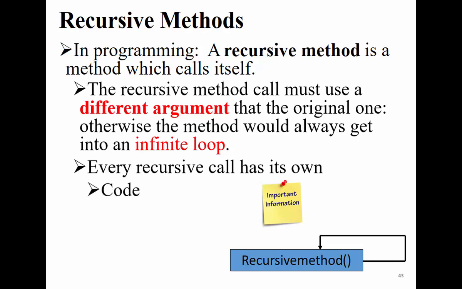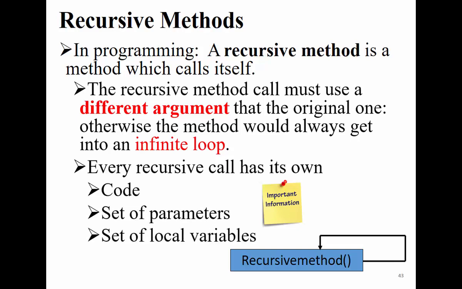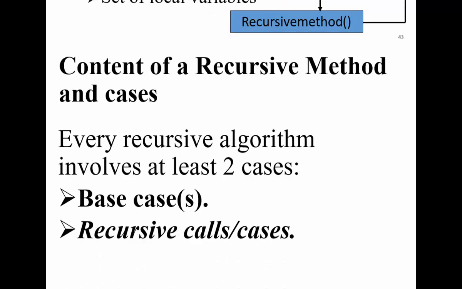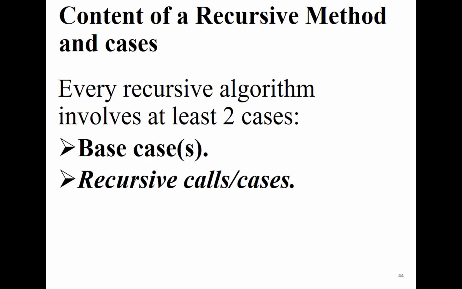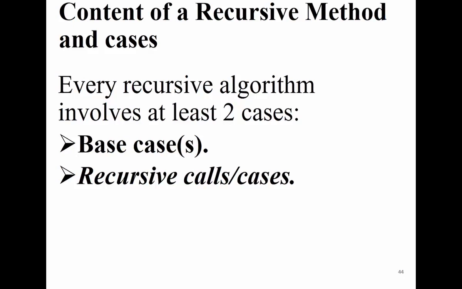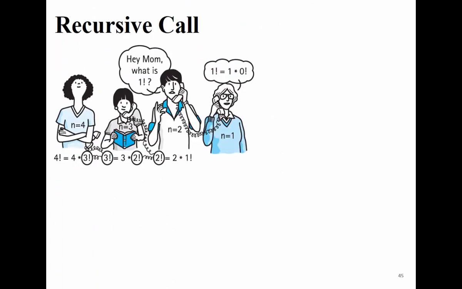Yeah. So for each recursive call, you have to remember that a new copy of the code is there, a new set of parameters, and a new set of local variables. Now, for any recursive method, you have one or more base cases and one or more recursive calls. This is an example. If you ask someone about the factorial of 4, you're going to ask your brothers or your friends, they're going to ask his father, his mother, what is the factorial, until they reach, what is the factorial of 0.